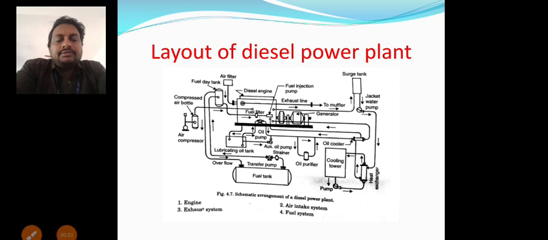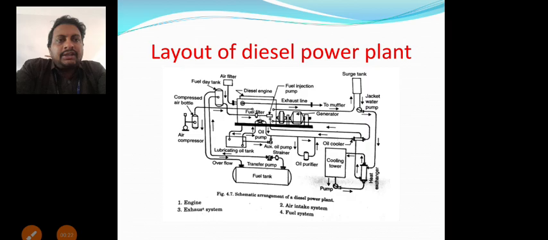Good morning friends. Today we are going to discuss the layout of the diesel power plant, and we are going to see the working of the four-stroke diesel engine and the two-stroke diesel engine. So this is about the layout of the diesel power plant.